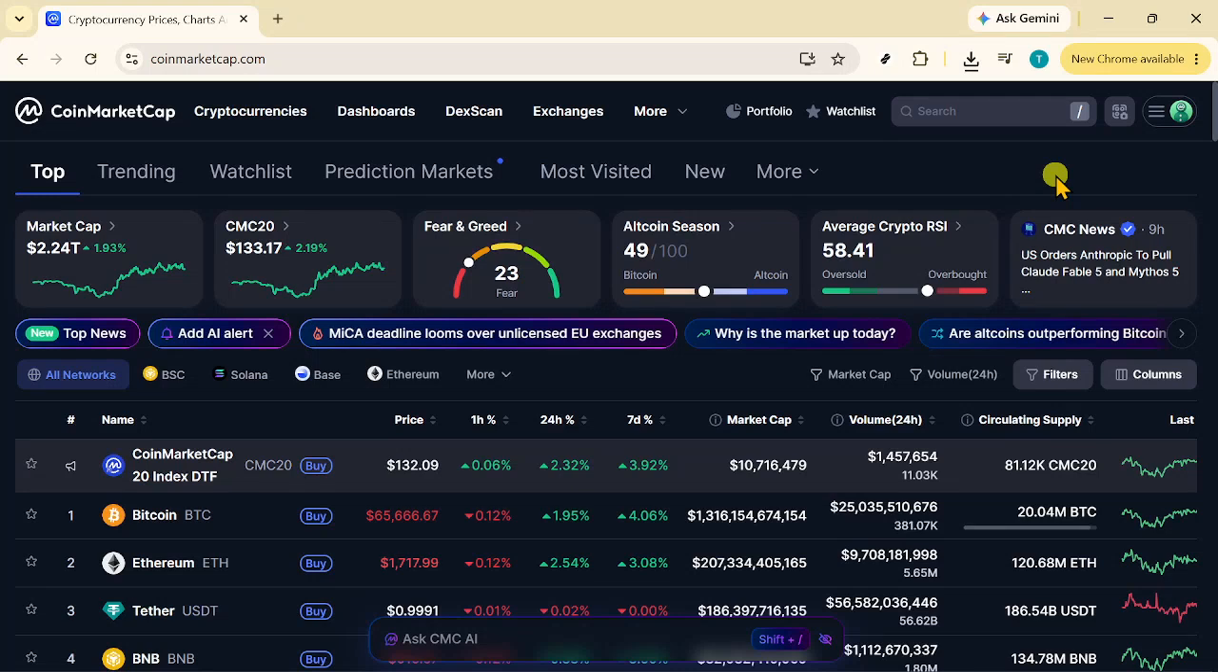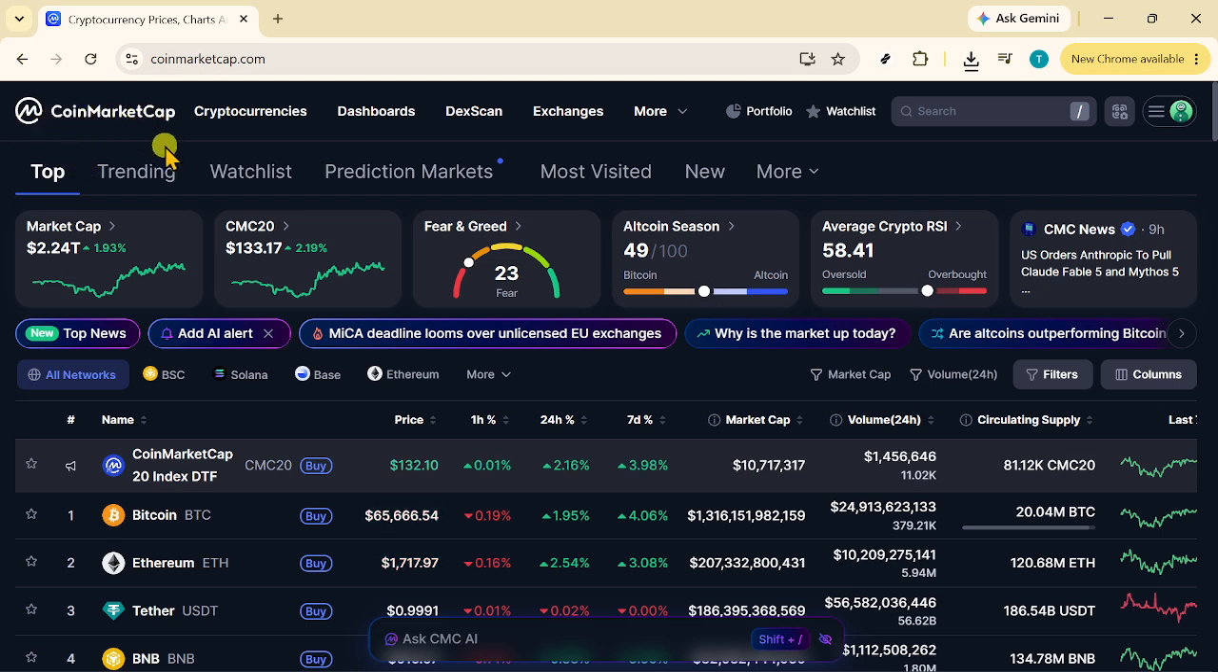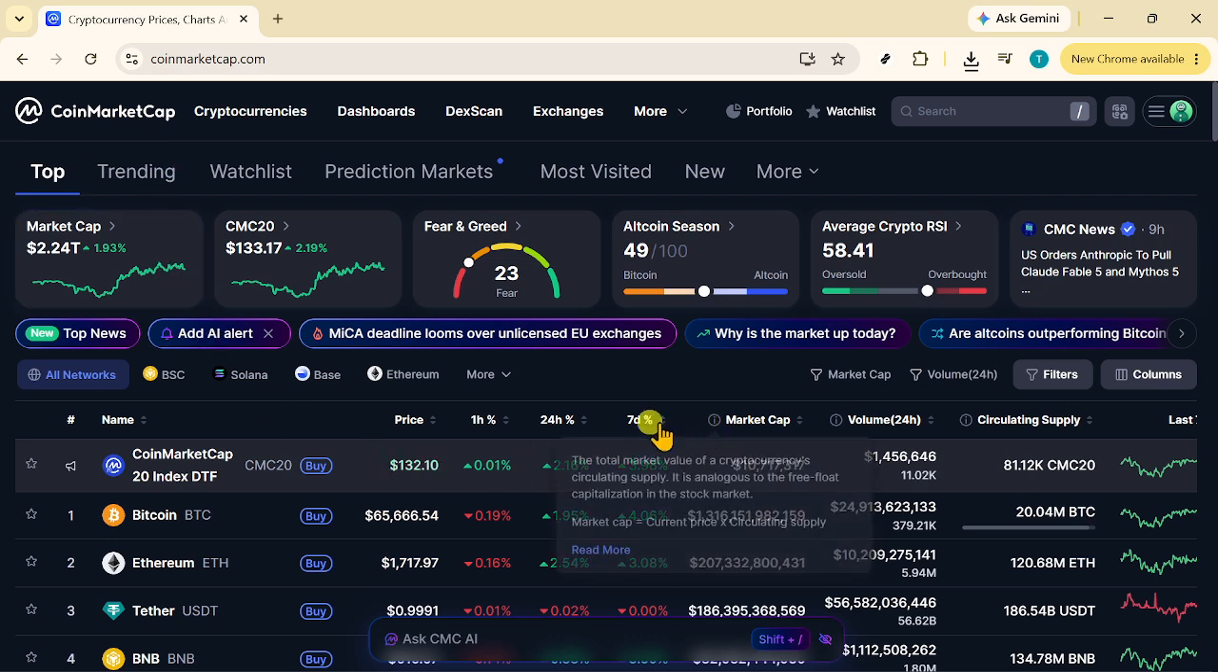Hello, today we will guide you through how to use CoinMarketCap for crypto research. To get started, open your web browser and go to CoinMarketCap. This platform is widely used to look up cryptocurrency prices, rankings, and market data, so it can be a helpful starting point when you want to research a project more carefully.